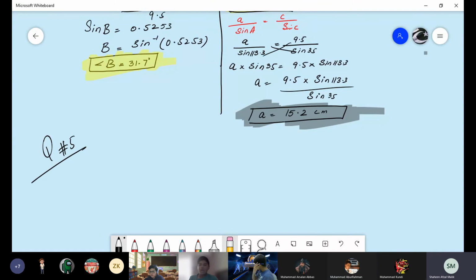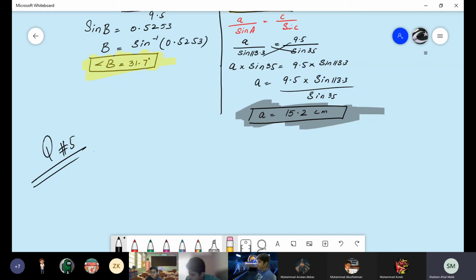Question number 5. Ahmed Siddiqui has to solve question number 5. Yes, Ahmed Siddiqui? Over here, we're going to do inverse sine, right? Which question, Mubashir, are you talking about? Question 5.